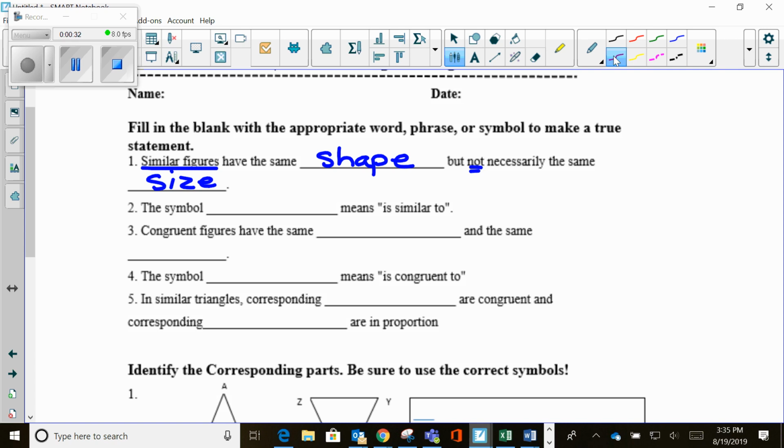The symbol for similarity is what I call a squiggle. Looks like that. So when you see this symbol right here, this little squiggly line, that means it is similar to. Remember, similarity is same shape, but not the same size. Congruent figures have the same shape and the same size. And the symbol for congruency is the squiggly line with an equal sign, because they're exactly the same. Okay?